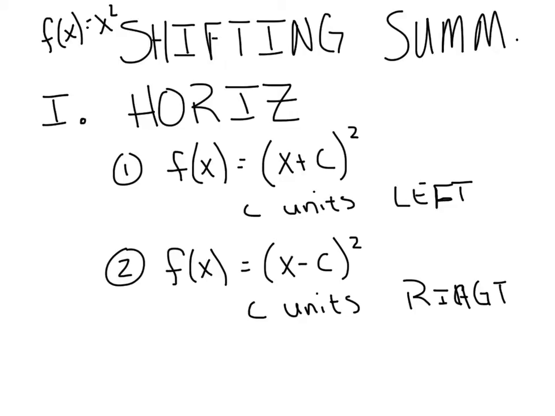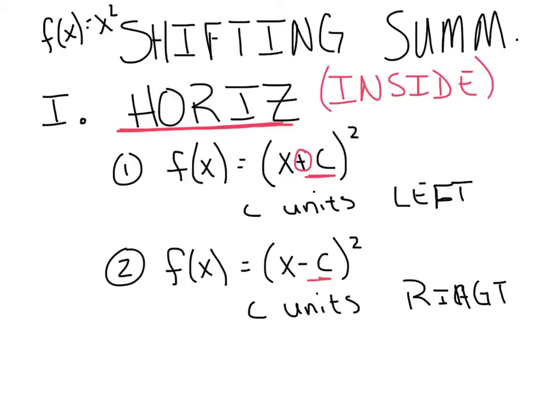First of all, horizontal shifts. How do you know a horizontal shift is taking place? Well, you're going to see a number inside the parentheses. So horizontals are inside the parentheses. And when you see a plus sign, you're actually traveling to the left. When you have a minus sign, you're actually traveling to the right. So it's maybe the opposite of what you were expecting. Plus means left, minus means right.